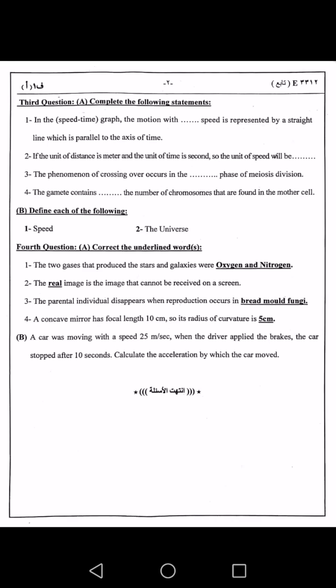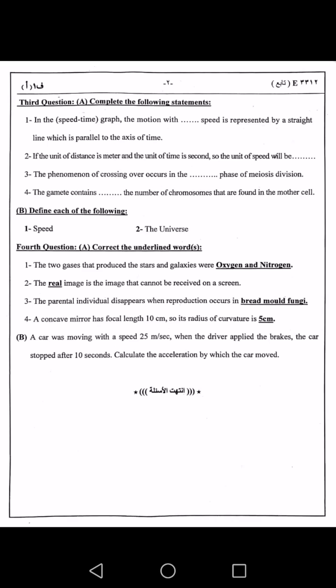Number 4, a concave mirror has focal length equal 10 centimeters, so its radius of curvature equals 5 centimeters. The answer is, a concave mirror has focal length 10 centimeters, so the radius of curvature will be double, which is 20 centimeters.